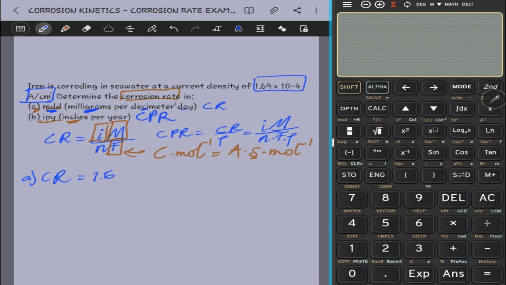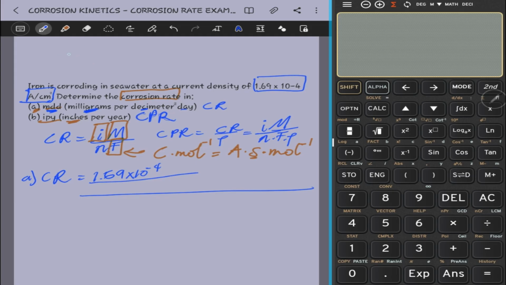So the current density is 1.69 times 10 to the power minus 4. This is in, what was the name, amperes per centimeter squared. That will mean you have to change the centimeter squared to decimeter squared. So I'm going to convert this straightforward. So let me put this here. I know that the decimeter will be at the bottom, and the centimeter is at the bottom, so if I'm changing it, let's see.